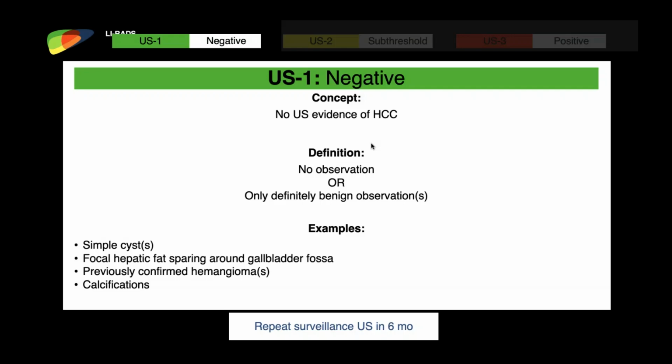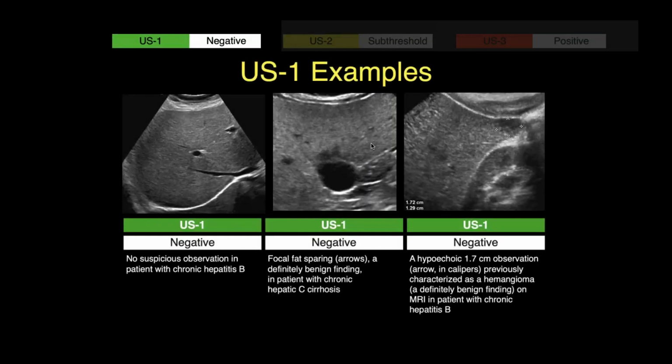Let's see, so for these, the recommendation is to just go on to repeat ultrasound in 6 months. So here's 3 examples of ultrasound 1 negative exams. The first is a patient who has chronic hepatitis B with no findings, and so no suspicious observations. That's an ultrasound 1 negative exam.